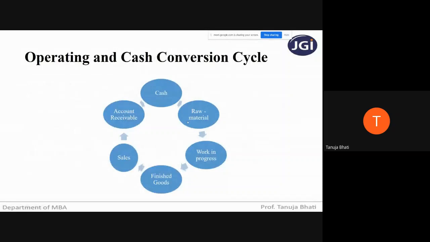Just one more point I will add: what is the time required for the raw materials to convert into work in progress? What is the time period for work in progress to get converted into finished goods? What is the time required for the goods to be sold? What is the credit period allowed to the debtors? What is the time period in which the debtors will pay the cash? And what is the time period for the cash to be converted again into raw materials? So this entire time period involved is also called the working capital cycle.